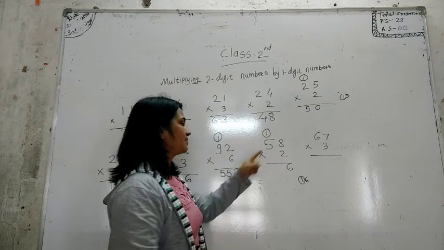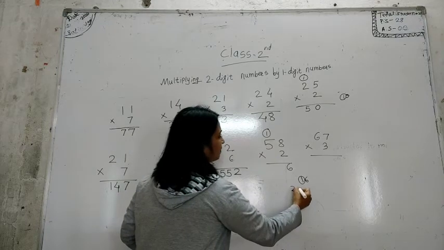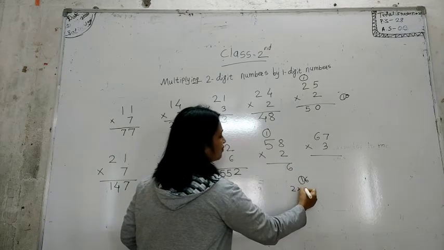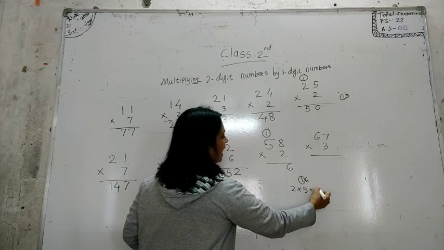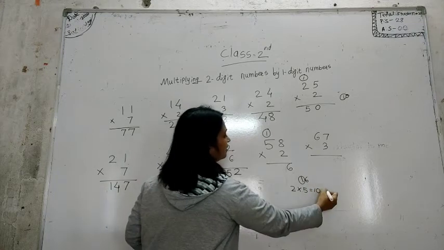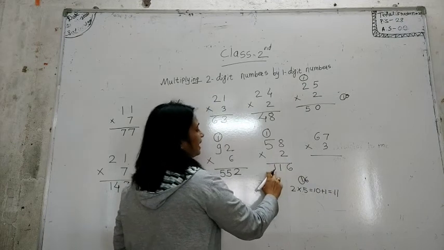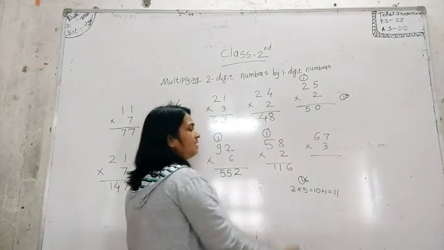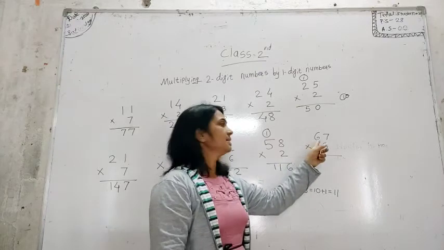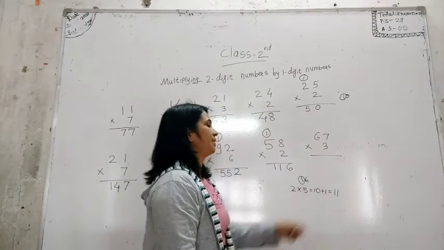So 2 5s are, first we have to multiply these two digits. 2 5s are 10 and we have to add this one. So our answer is 11. So I write here 11 and our answer is 160. Now the next is 67 multiplied by 3.